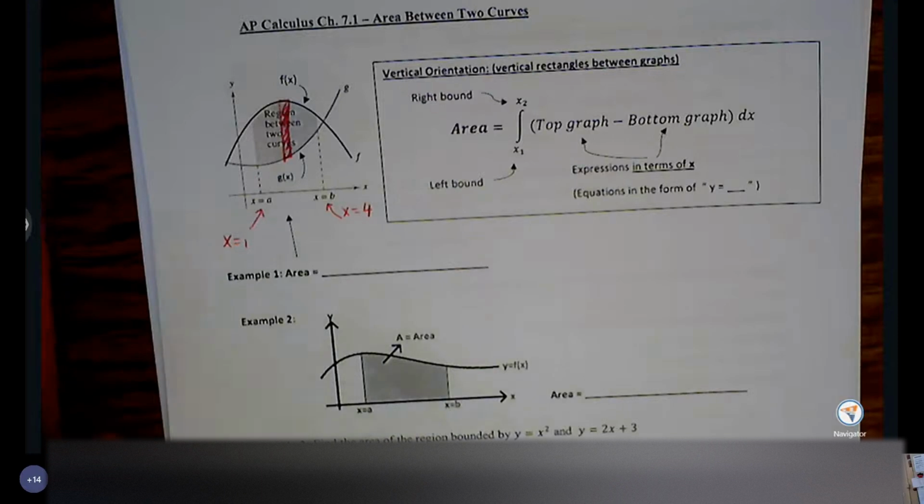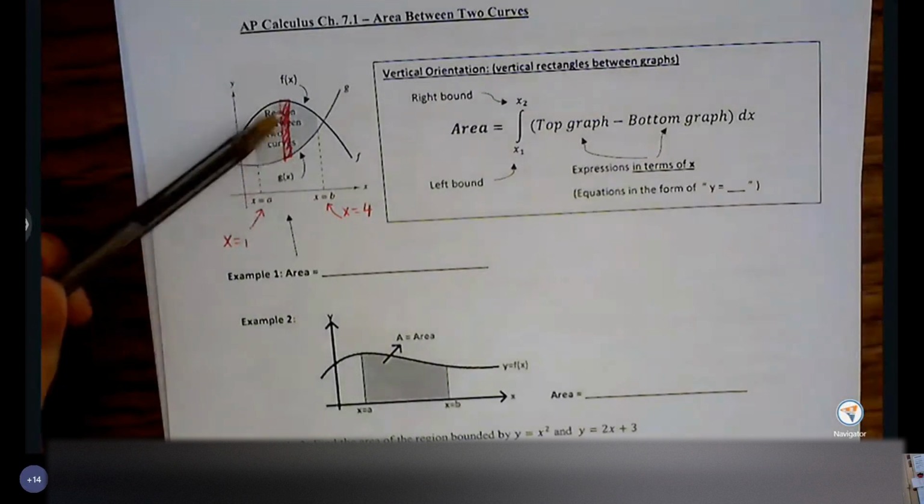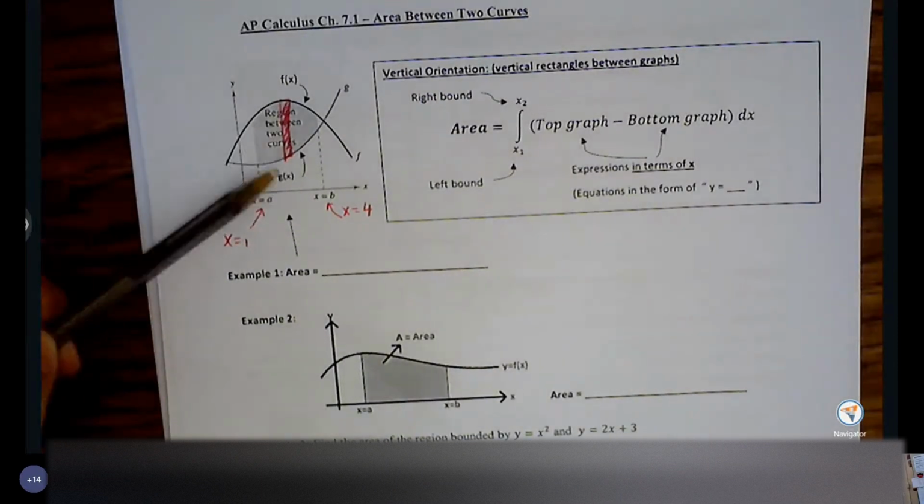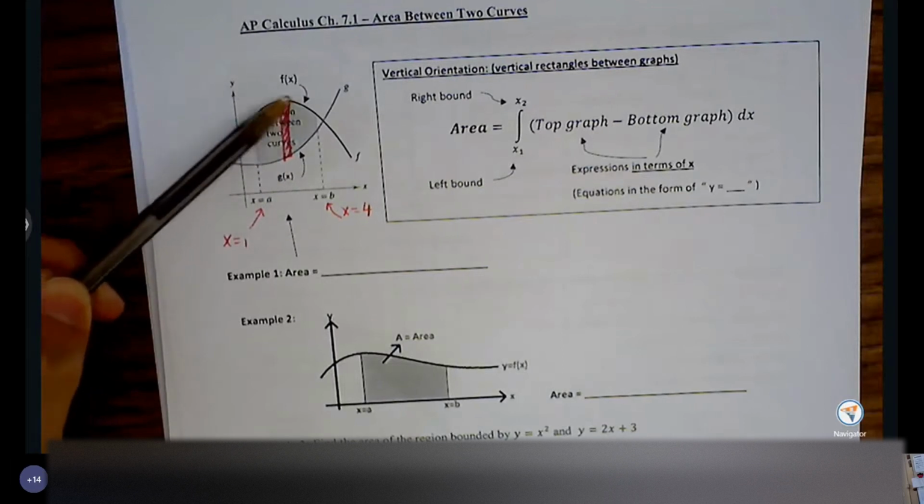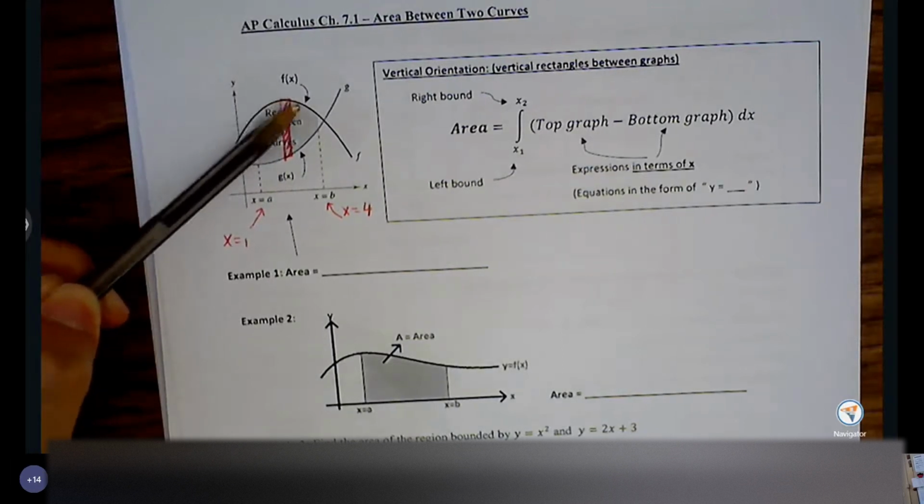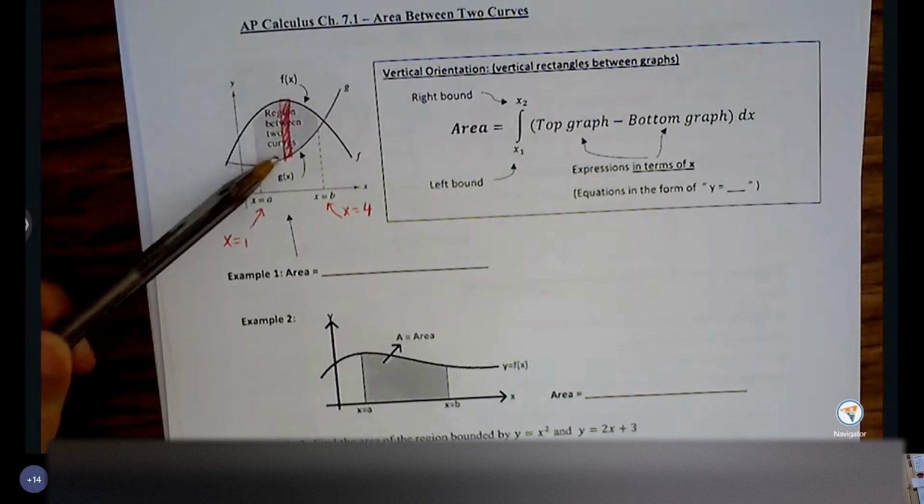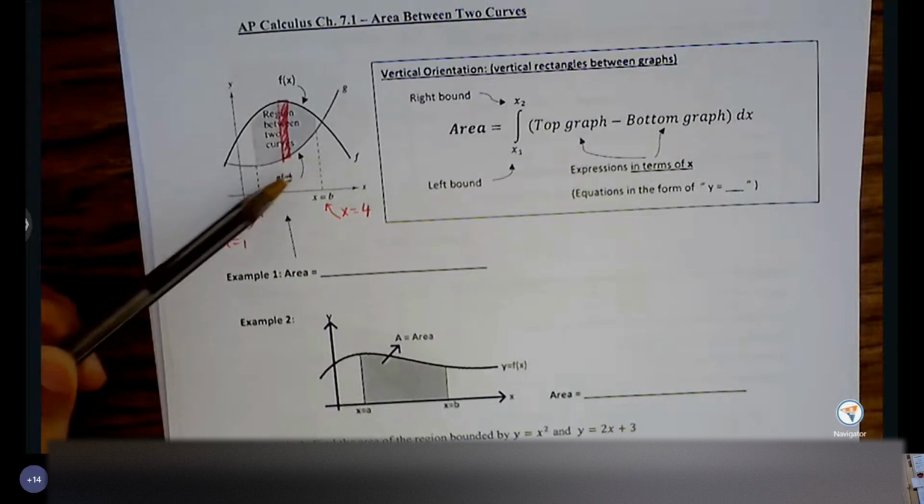Another way to think about this is to look at what is hitting the top of the rectangle and what is hitting the bottom of the rectangle. What's touching the top of the rectangle is f of x, so that's another reason that we call it the top function. The bottom function is g of x because that's what the bottom of the rectangle is touching.